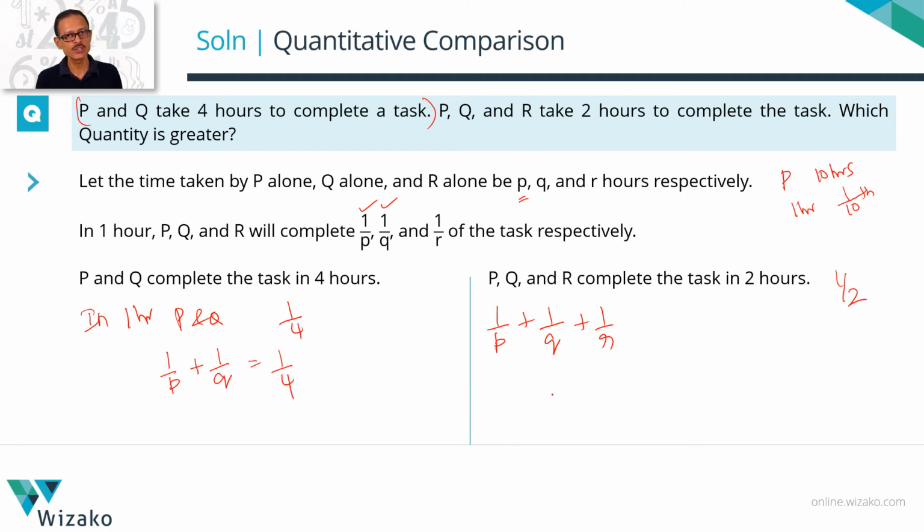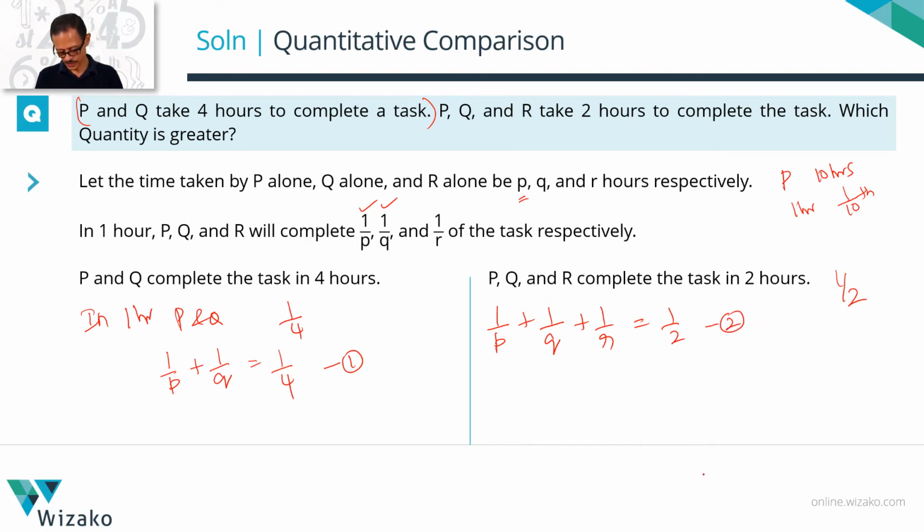So when they're working together, they will complete 1/p plus 1/q plus 1/r. This is the fraction of the task done by them in 1 hour, because it's the fraction done by each one independently. Add it all together, and you'll know the fraction of the task done by them in 1 hour when they work together. That we know is equal to half, because when they work together, they finish the task in 2 hours. Let's call this equation 1, and this equation 2.